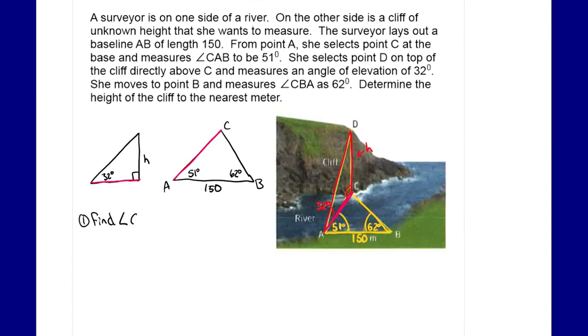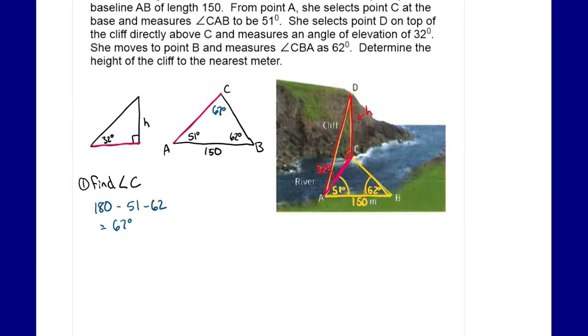I can do that because it's not a right angle triangle, and I know the other two angles. All angles in a triangle have to add up to 180, so 180 minus 51 minus 62 equals 67 degrees. So sometimes it might be as easy as that for finding extra information. Right? So 67 degrees is that other angle. Now I have enough information for step 2.